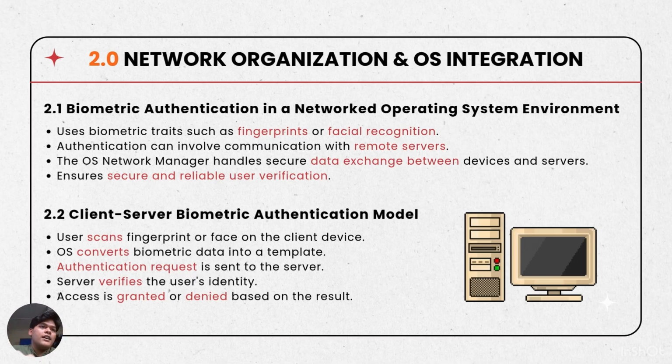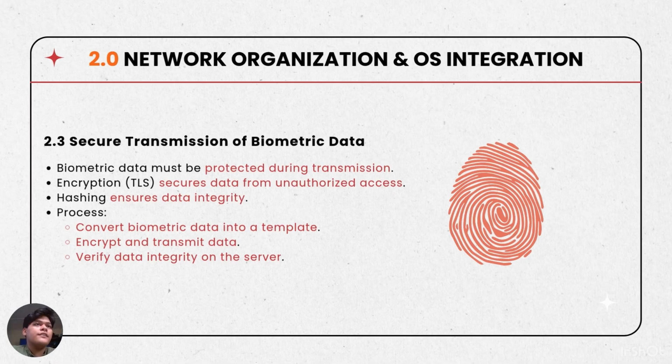Next, section 2.3, we look at how this highly sensitive data is protected while traveling over the network. To keep your biometrics safe from hackers, the system relies on two main pillars. The first is TLS encryption, which locks down the data from unauthorized access, and the second is cryptographic hashing, which ensures the data is not tampered with during transit.